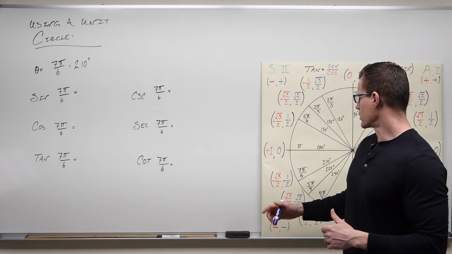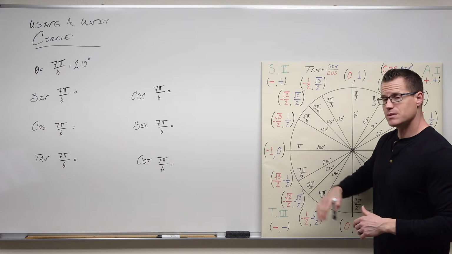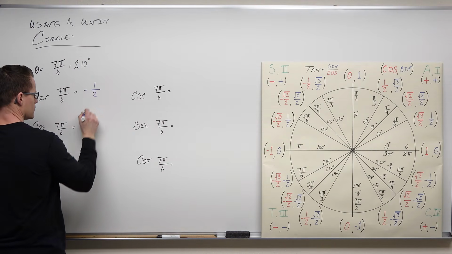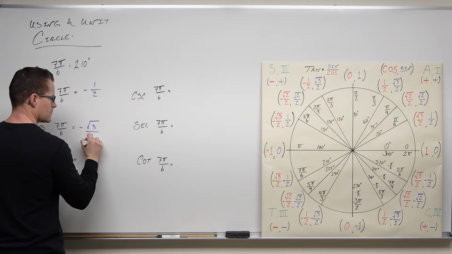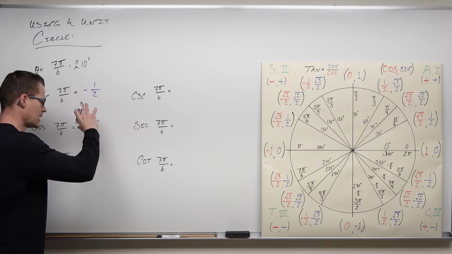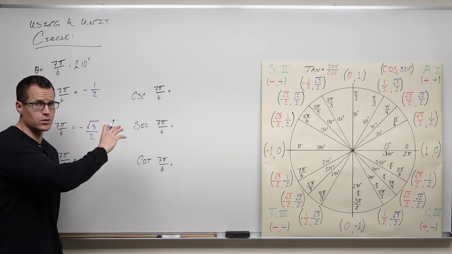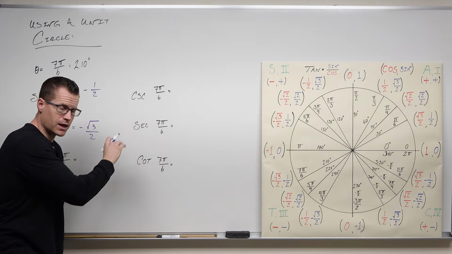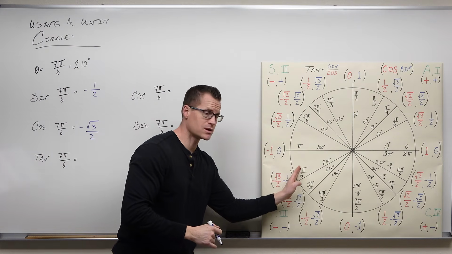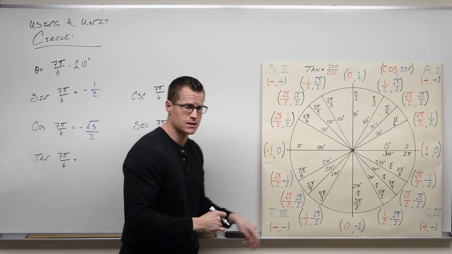Sine's going to be the y coordinate. So for us, sine's going to be negative 1/2. Cosine's the x, so negative root 3 over 2. Tangent's going to divide them in the particular order. Sine over cosine, y over x, opposite over adjacent. Remember, the opposite is y and the adjacent is the x.